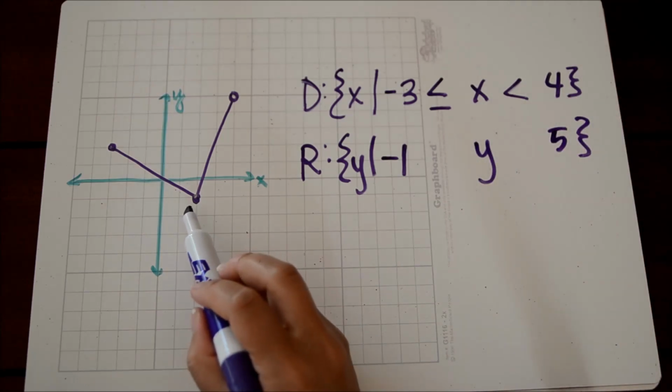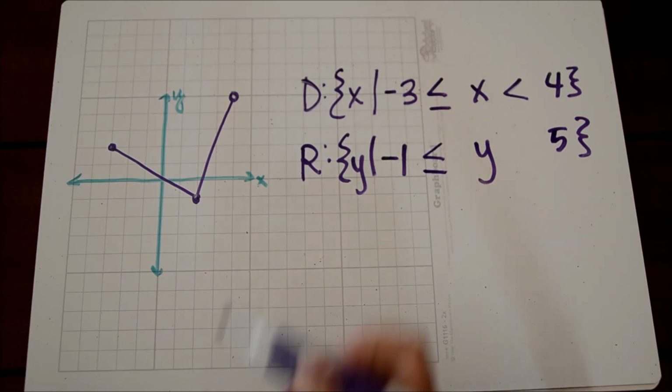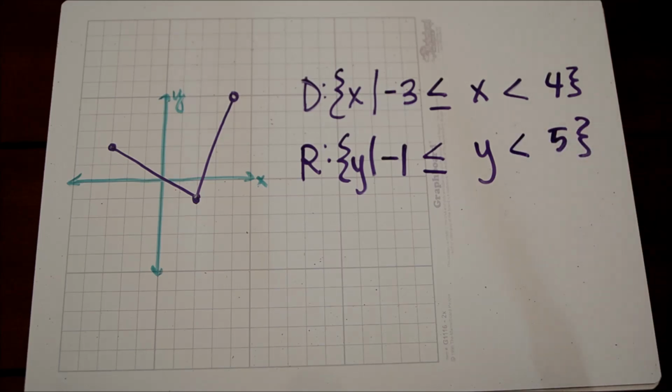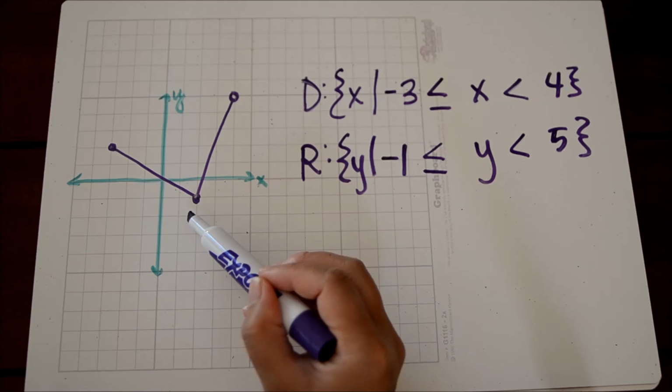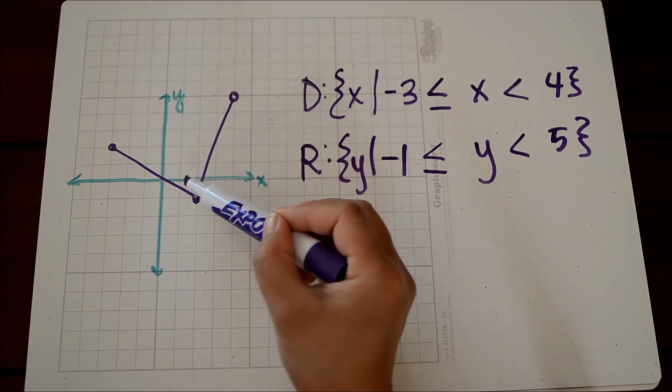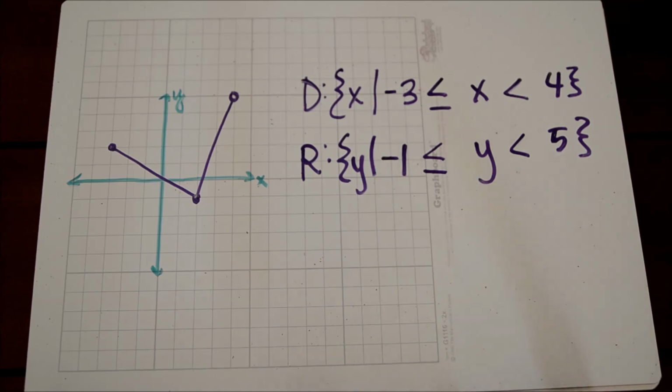At negative 1, I have a closed circle, so that's going to be less than or equal to. And at the 5, I have an open circle, so that's just going to be the less than symbol. So our range values are all of the numbers between negative 1 and positive 5. It does include negative 1, but it does not include positive 5.